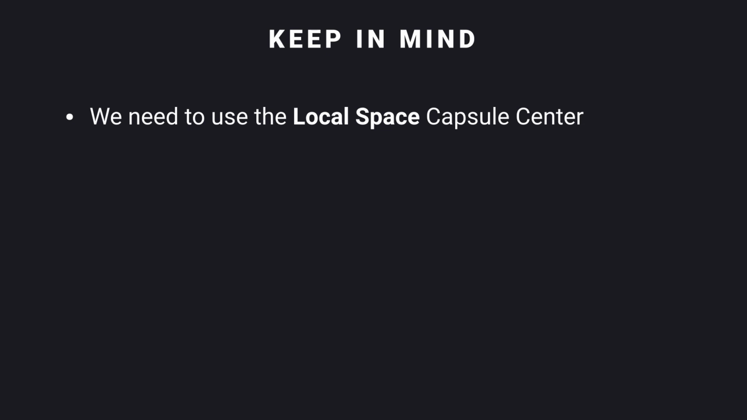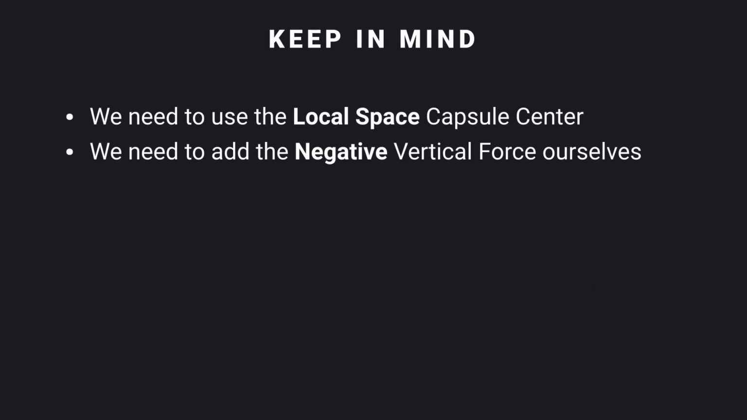Of course, we need to keep a few things in mind here. The first one is that we need to use our local space center for this subtraction. If we were to pass in the world space center, then the y could be 0, 1, 1000, minus 250, etc. depending on the player position at that time. The second thing is that we need to add a negative vertical force ourselves, because if we let Unity Gravity take care of it, it will be too slow and we will still have our slope jump problem.